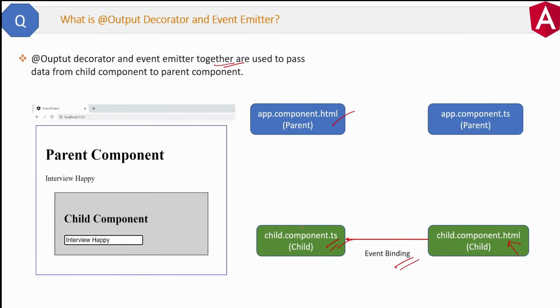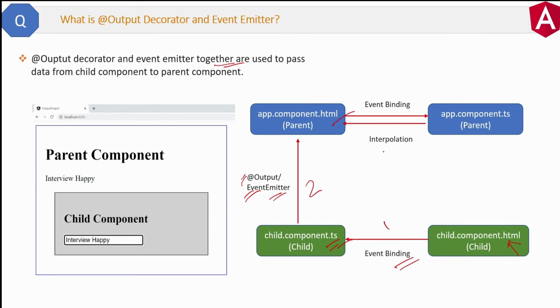That's it. Then the next step is that this child component TypeScript file will emit the event, or you can say inform the parent component that here I am sending something, with the help of the @Output decorator and EventEmitter. So this is the second step. And then this app component HTML will again send the data via event binding to the TypeScript file, and then finally display the data in the parent app component HTML file via interpolation. So finally, this is a 3-step process: 1, 2 and 3. Now let's see how to code this.